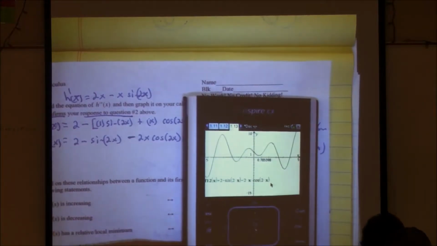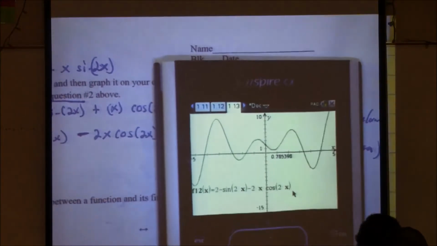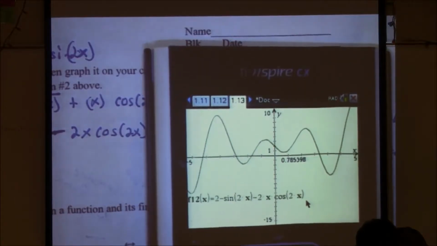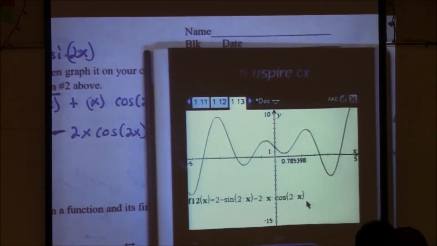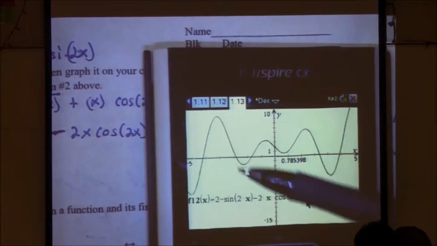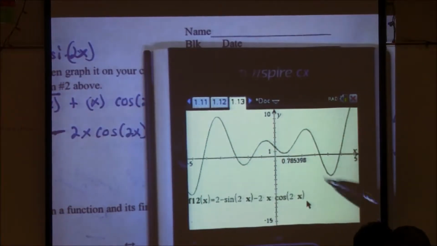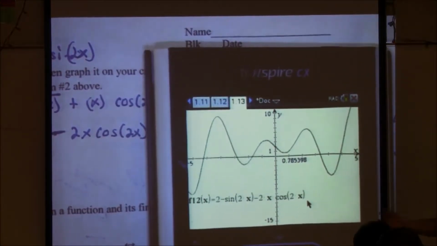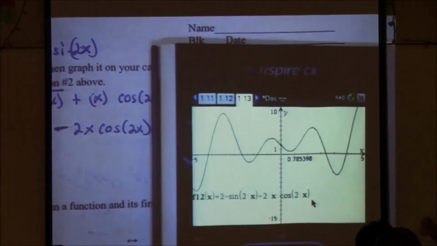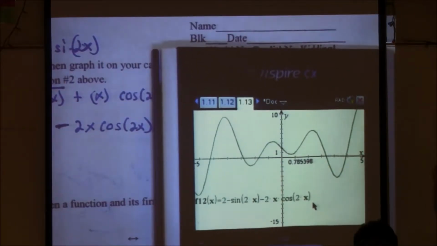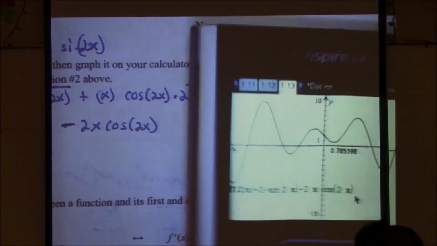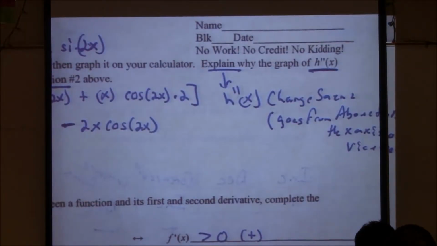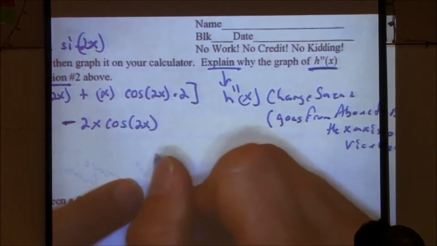Good? So how many times does the second derivative go from being above to below the x-axis? 1, 2, 3, 4, 5. So there were 5 times where it switched, right? So that means that there have to be truly 5 points of inflection. Do you understand? The second derivative changed signs how many times? 5 times. So let's write the explanation.